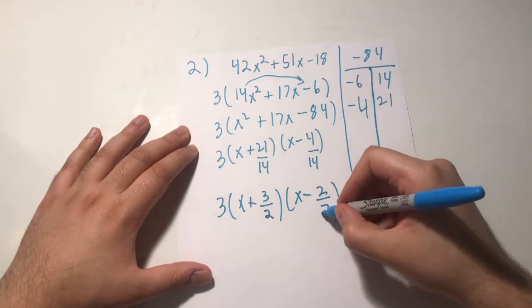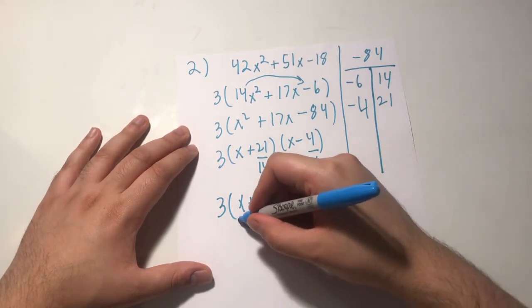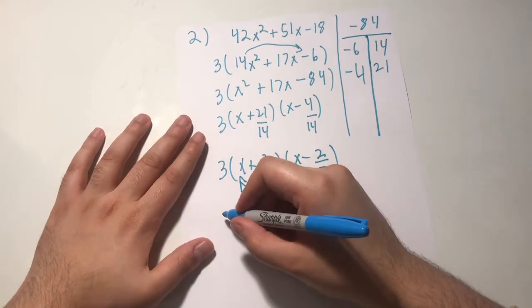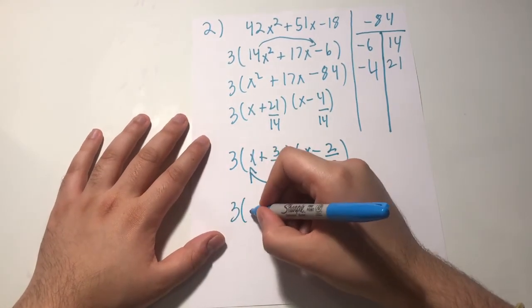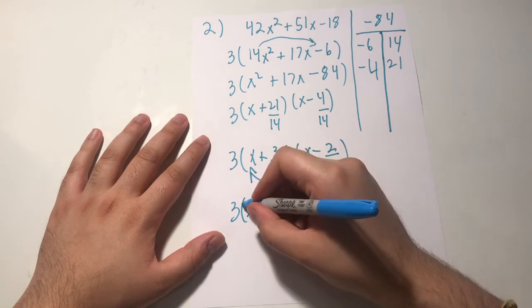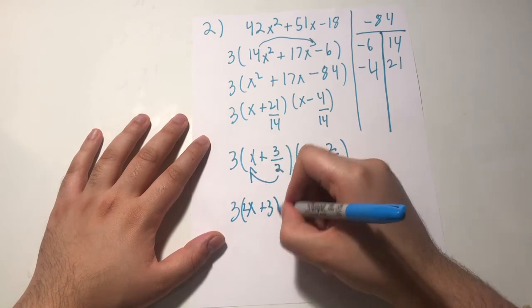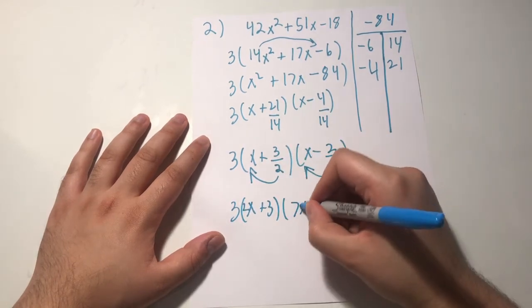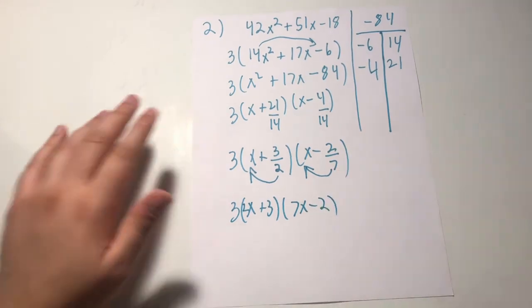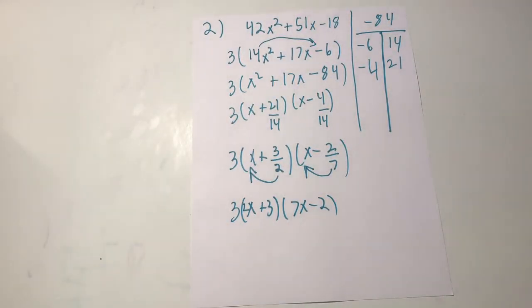Last step, I bring these up front. And I get 3 times 2x plus 3 times 7x minus 2. And that's our final answer.